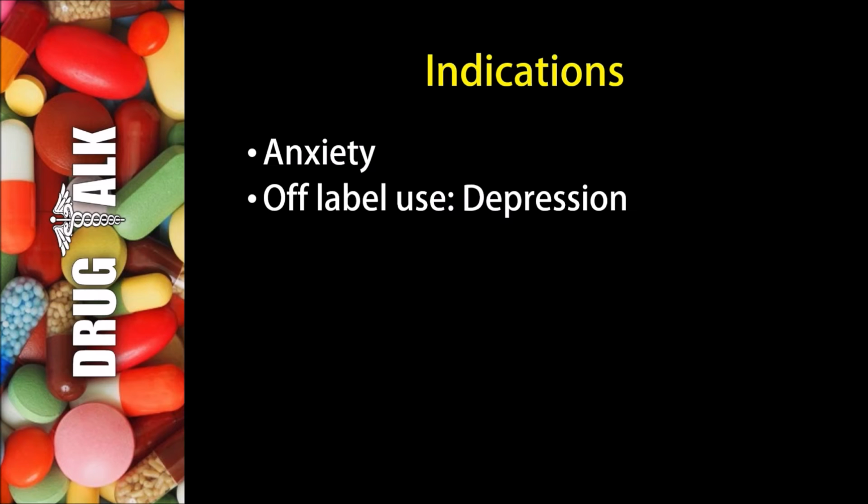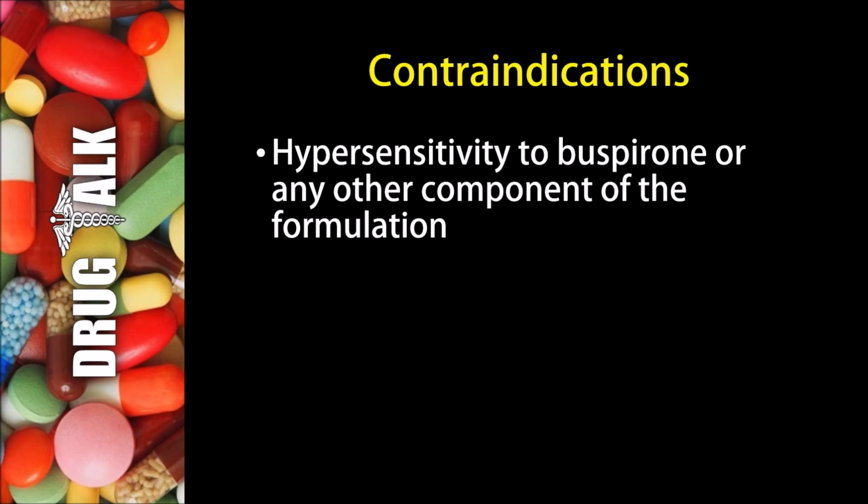So when would we see Buspirone be prescribed to patients? So we often see this medication prescribed to treat anxiety, and an off-label indication is seen in depression. Now, in terms of contraindications or reasons we could not prescribe Buspirone to a patient, the only contraindication in this case would be a hypersensitivity or allergy to Buspirone or any other component of the formulation.